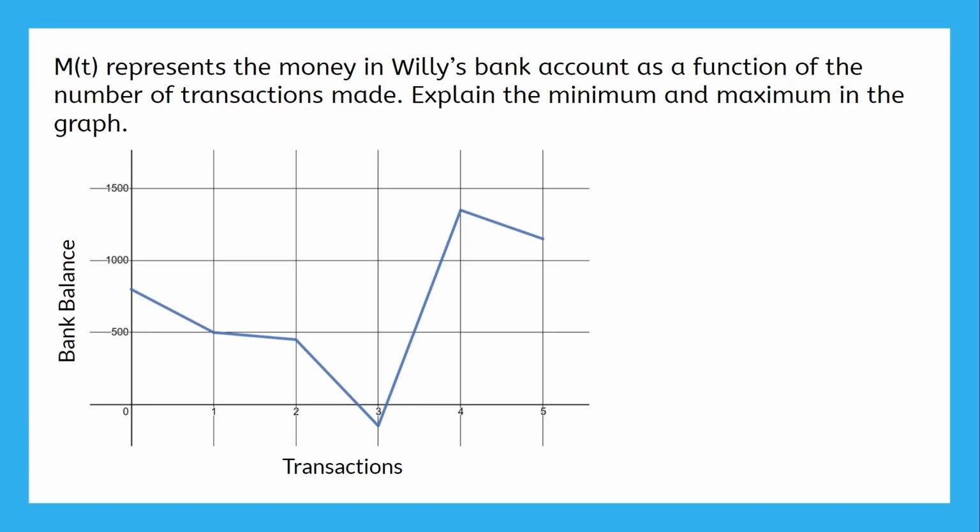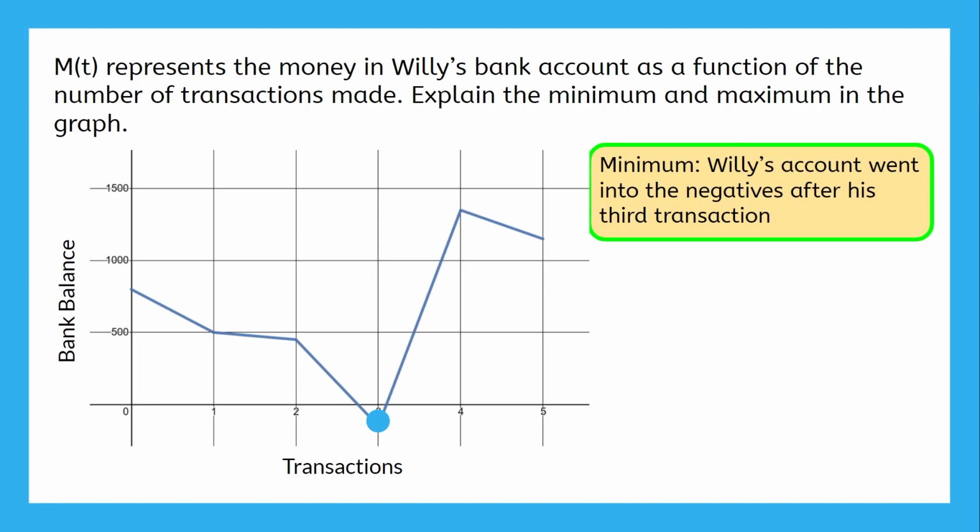Now that we can read the graph, we need to explain what the minimum is and what the maximum is. The minimum occurs when he makes his third transaction. What's the output? Well, the graph is a little too big for us to tell exactly how much is in his account, but one thing is for sure, it's a negative amount. When Willy made his third transaction, he accidentally used more money than he had. I hope his bank doesn't charge a huge overdraft fee.